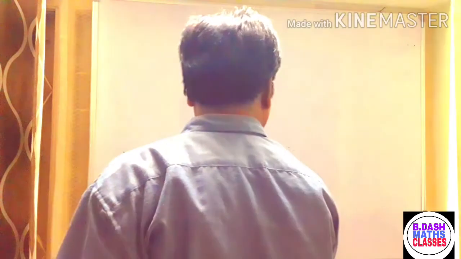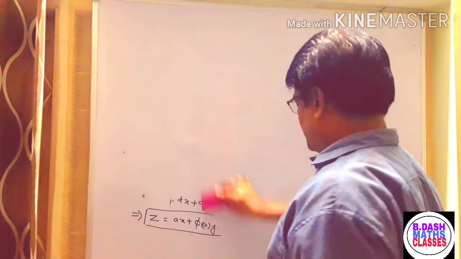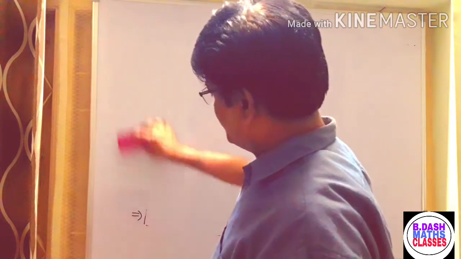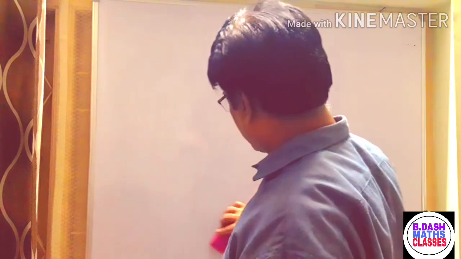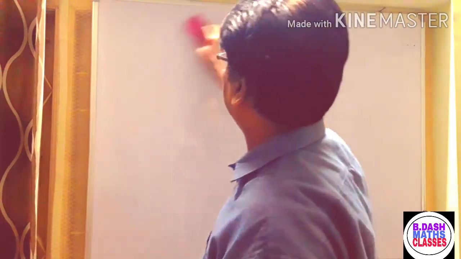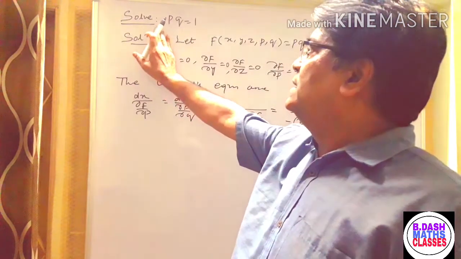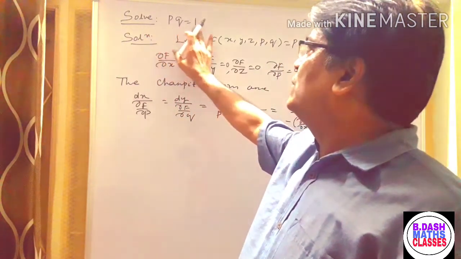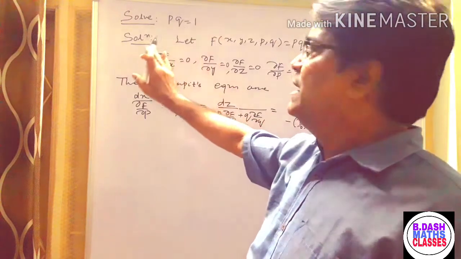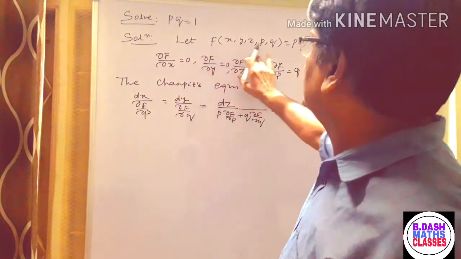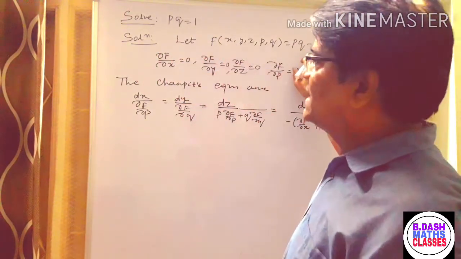Now let us proceed to solve problems which are included in standard form 1. Now let us solve the problem. The question is: solve pq is equal to 1. So let us take f of x, y, z, p, q is equal to pq minus 1.